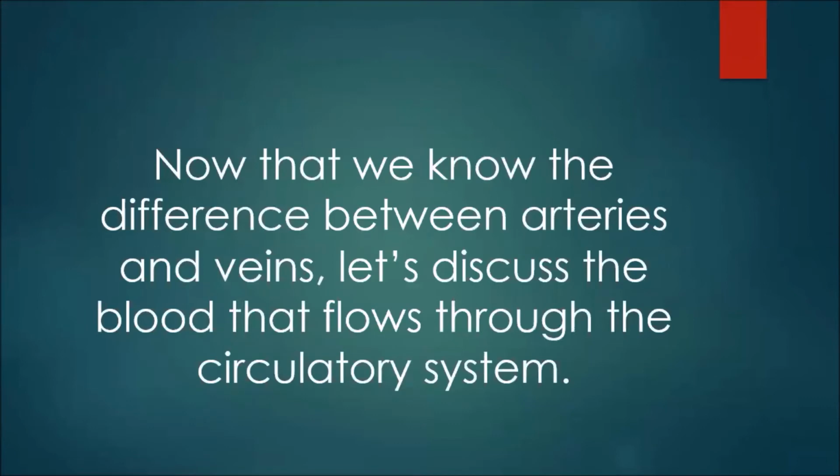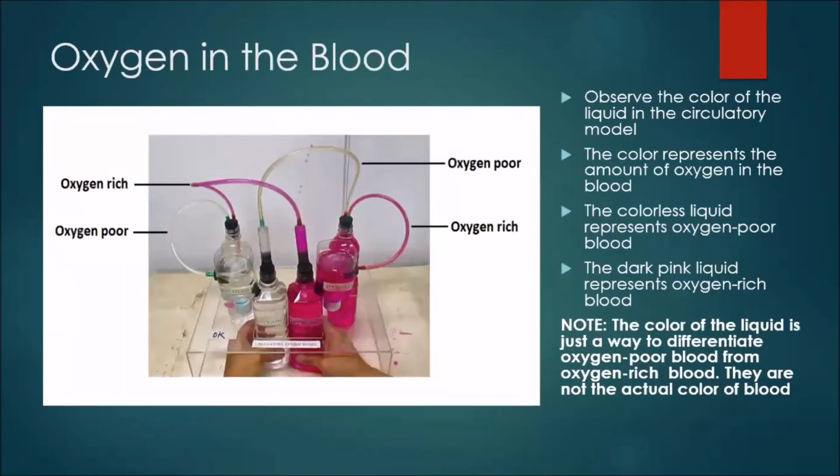Now that we know the difference between arteries and veins, let's discuss the blood that flows through the circulatory system. Observe the color of the liquid in the circulatory model. The color represents the amount of oxygen in the blood. The colorless liquid represents oxygen-poor blood. The dark pink liquid represents oxygen-rich blood.